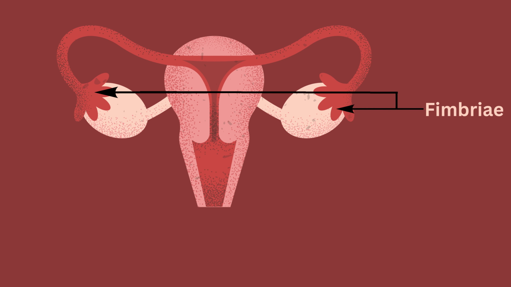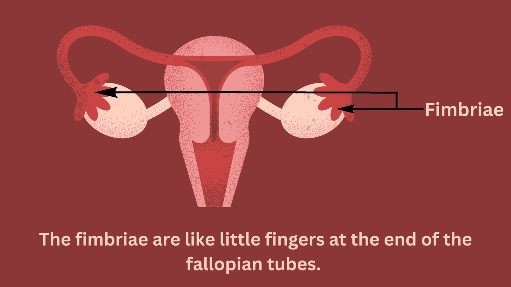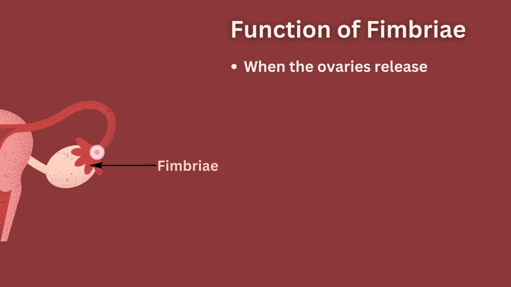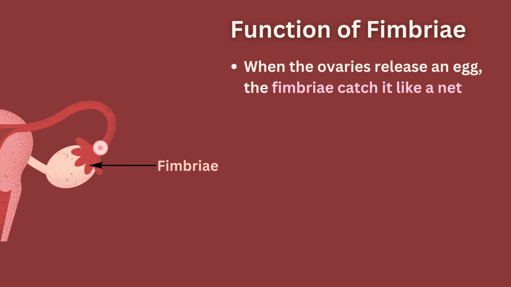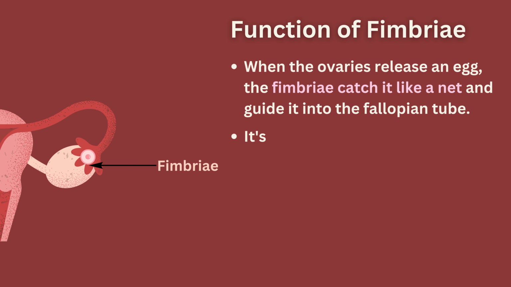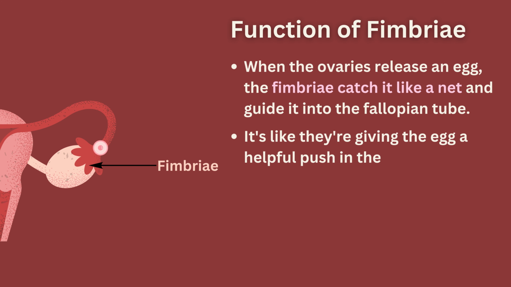Next, we have the fimbria. The fimbria are like little fingers at the end of the fallopian tubes. When the ovaries release an egg, the fimbria catch it like a net and guide it into the fallopian tube. It's like they're giving the egg a helpful push in the right direction.